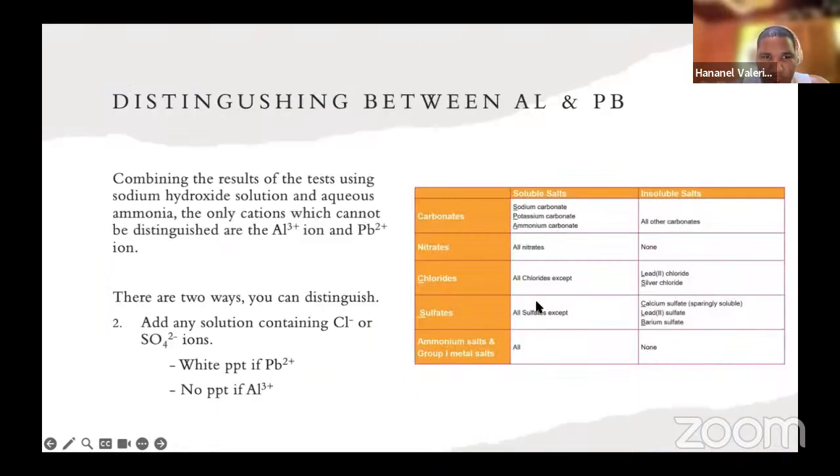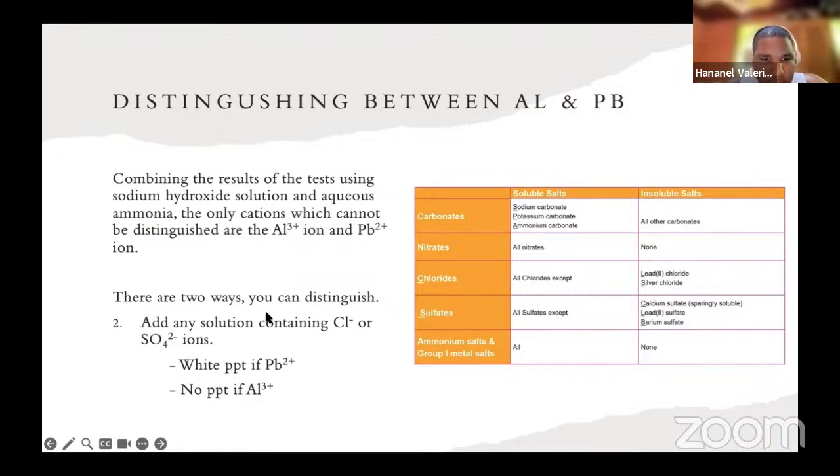The second option we have is to use any solution containing a chloride ion or a sulfate ion. And if we remember this table, we should remember in terms of formation of salts, which salts are soluble and which salts are insoluble. Here under chlorides and sulfates, it should tell you that all chlorides are soluble except lead 2 chloride. And the same way, all sulfates are soluble except lead 2 sulfate.